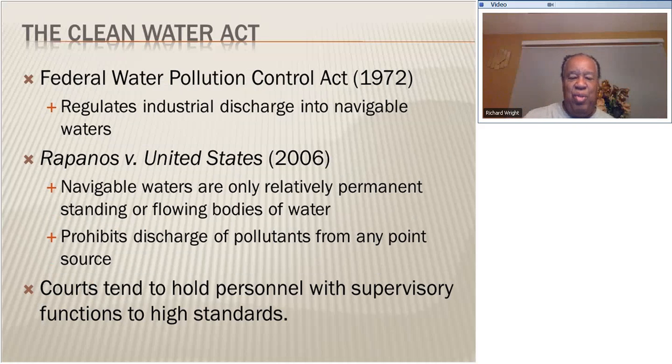And courts tend to hold personnel with supervisory functions to a very, very high standard. The reason is because they will make money by discharging from steel mills, oil refineries, and other factories into the water. And then fish will be in that water. You will catch those fish and eat the fish, and things like mercury and other kinds of poisonous things will enter into the human system through eating those fish, as well as plants that grow, and, of course, that's a source of drinking water as well.